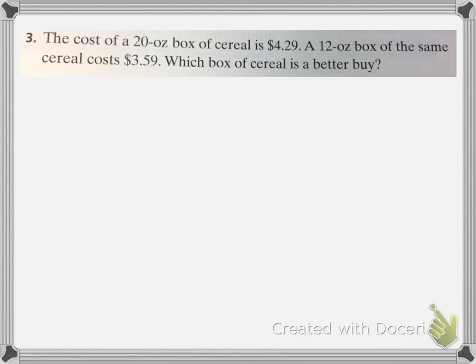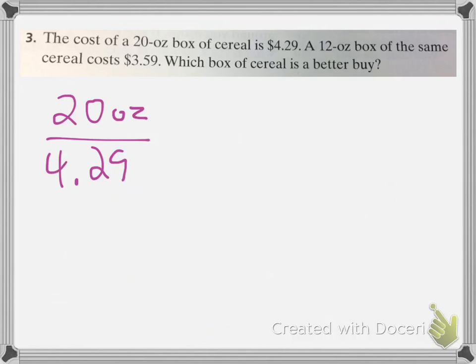Last example. The cost of a 20-ounce box of cereal is $4.29. A 12-ounce box of the same cereal costs $3.59. Which box of cereal is better to buy? Well, let's check it out. We're going to be comparing two numbers together. 20 ounces over money, $4.29.